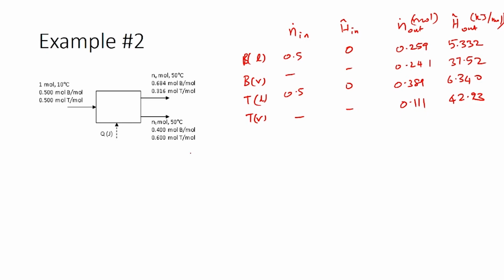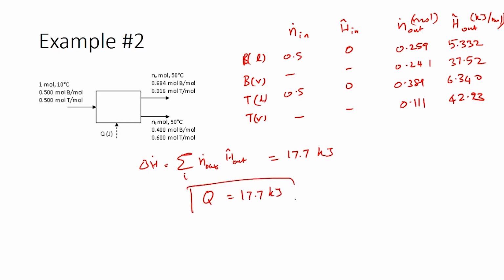Once this table is complete, we can calculate the delta H dot value, which here would simply be N dot out times H cap out, summed. So, you do not have any inlet enthalpies because we have identified them to be 0. So, this value can be calculated as 17.7 kilojoules. So, you would have Q equals 17.7 kilojoules. So, the heat that needs to be supplied for this process to happen is 17.7 kilojoules with the basis of 1 mole of equimolar benzene toluene mixture entering into the system.